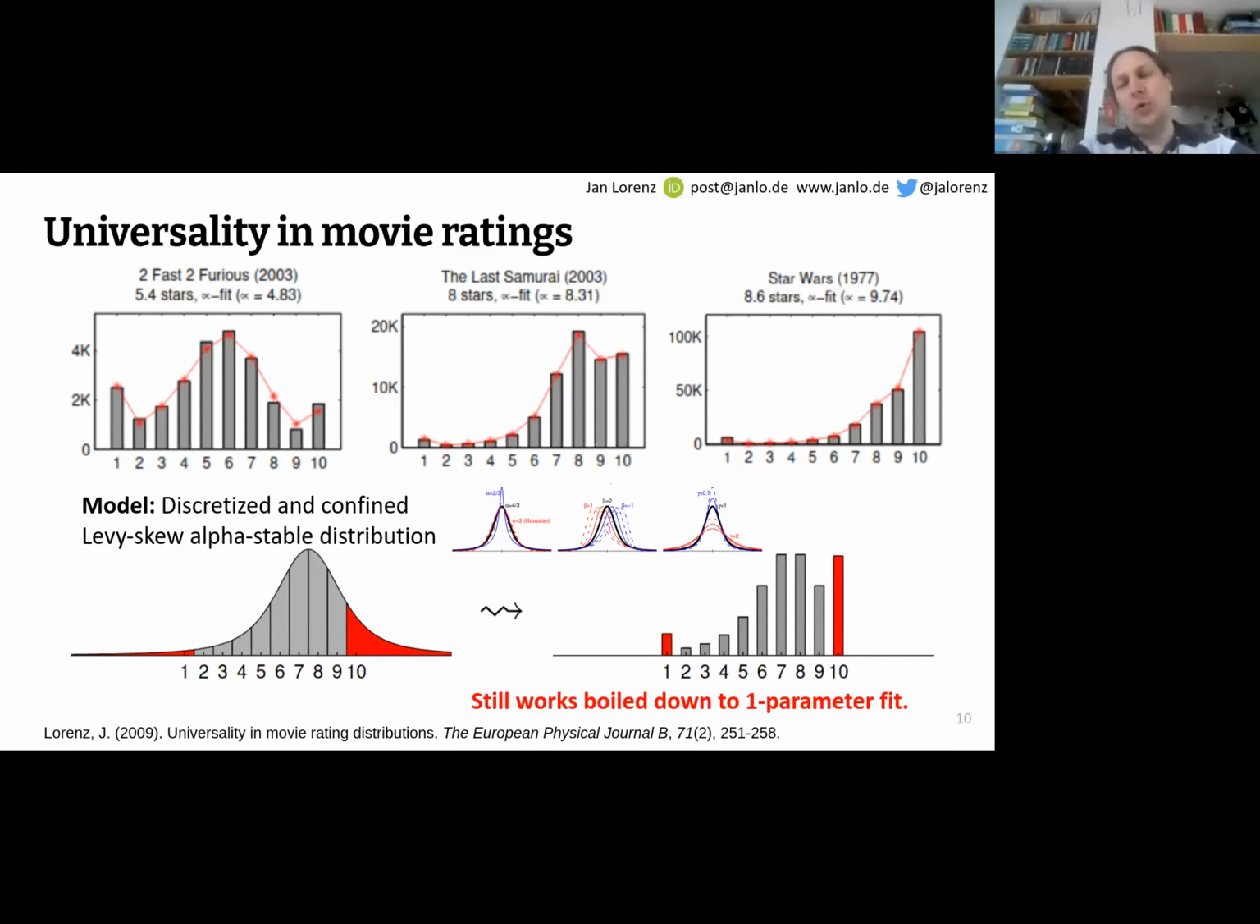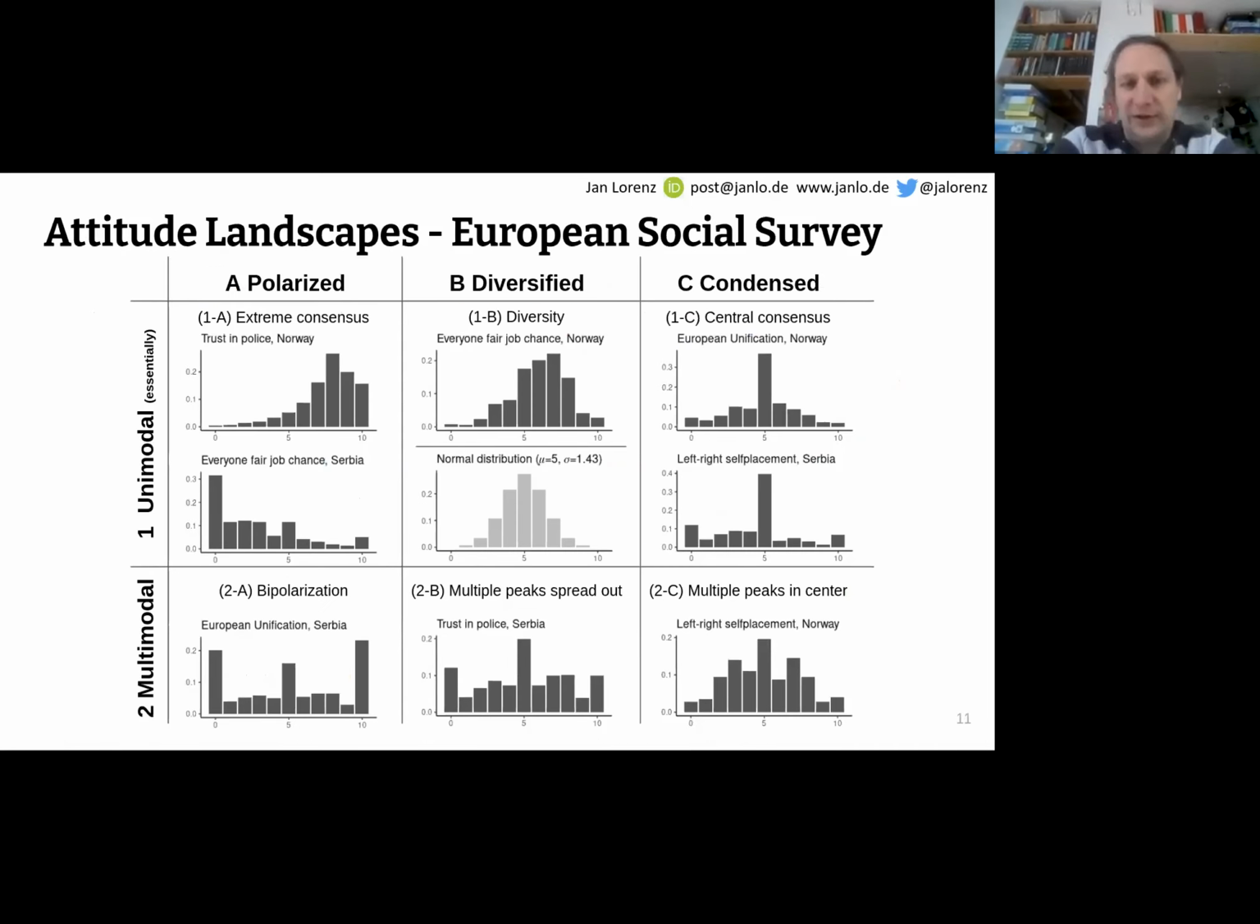and this still works fairly well, explaining basically the structure of histograms in movie ratings. But it's not so easy once we go to other data.